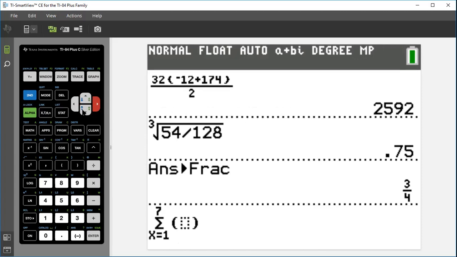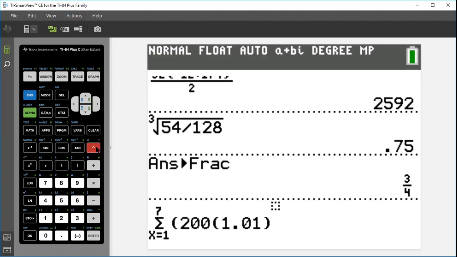And then over here's my formula. So I'm going to go 200. And then I'm going to go parenthesis. And then I'm going to go 1.01. And then I'm going to go raised to the n minus 1, which in our case is going to be x minus 1. And I'm going to go x minus 1. And I need another parenthesis to end this off, though.